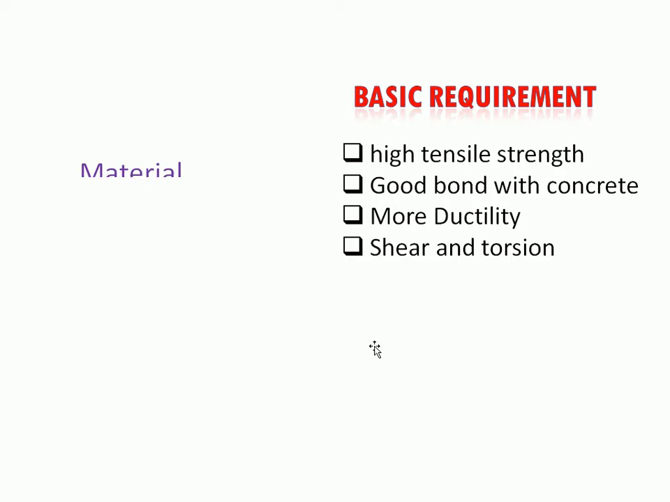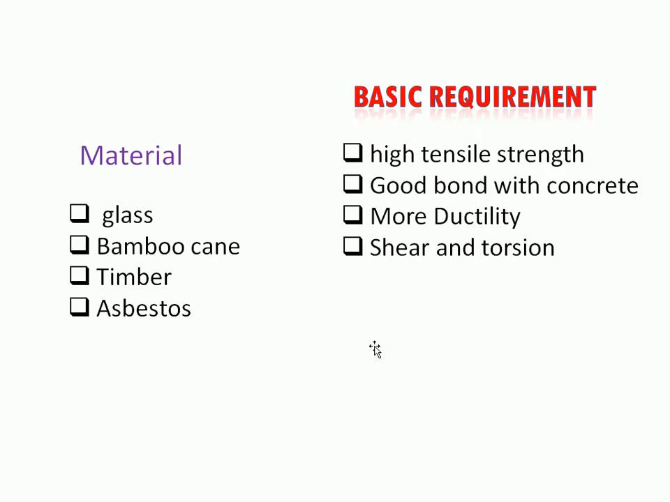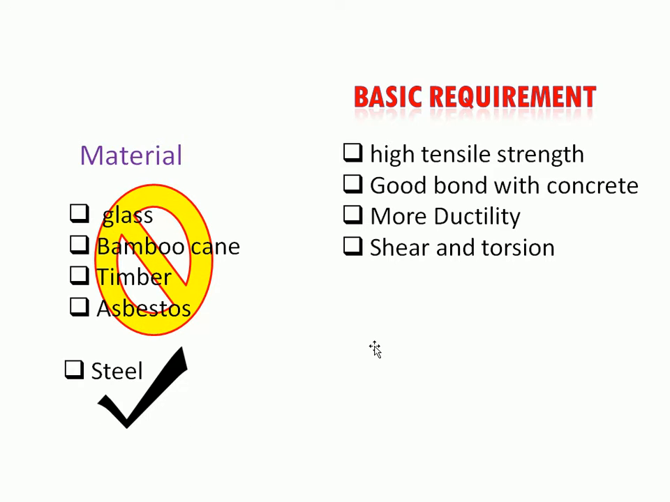Here are the different types of material like glass, bamboo, timber, asbestos, and steel. But of the above materials, only steel fulfills the basic requirements to be a reinforcement. That's why we use steel as a reinforcement.